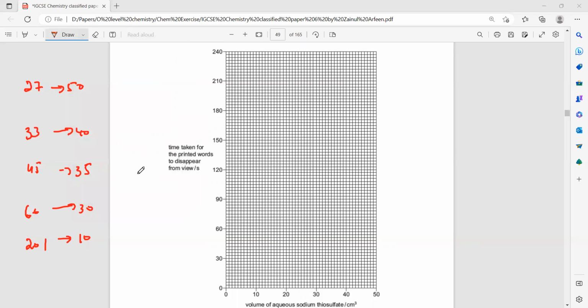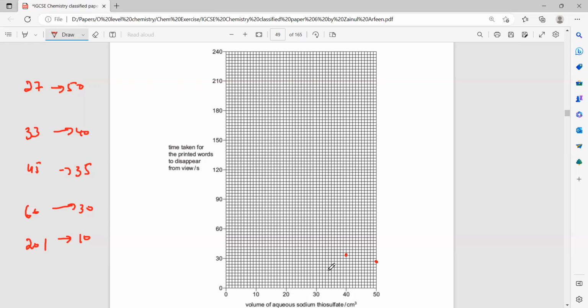At 50 it is 27. So at 50 it is 27. Here there are 10 boxes which are representing 30, so each box is representing 3. So 27 will be, this is 30, this will be 27. So 50 and 27. Then we have 40 and 33, like one box above 30, 33.